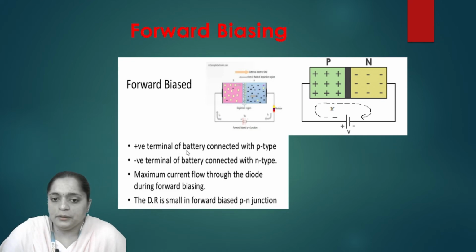Again, the positive terminal of the battery is connected with p-type and the negative terminal with n-type. After the connection, maximum current will start to flow from anode towards cathode. IF indicates the forward current because our diode operates in forward bias. The black strip indicates the depletion region. In forward bias, the depletion region is small as compared to reverse bias.